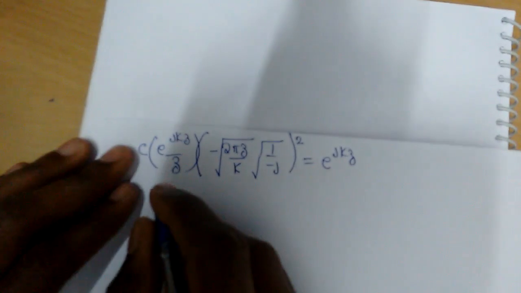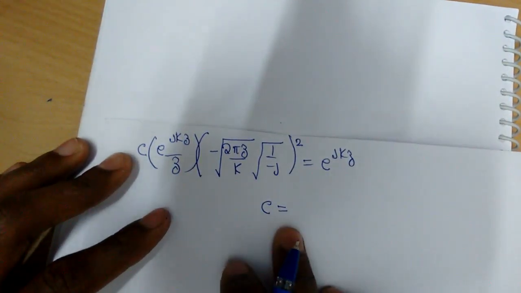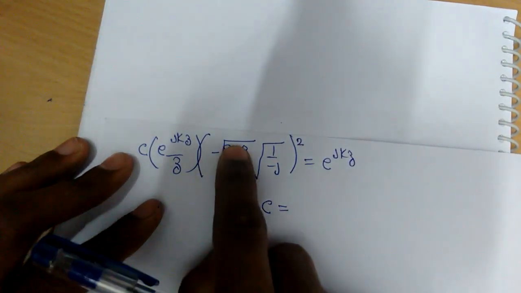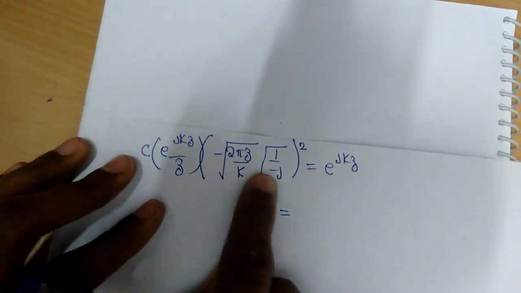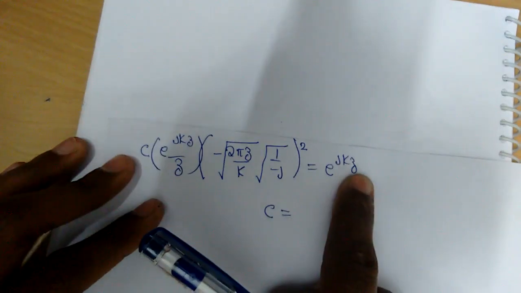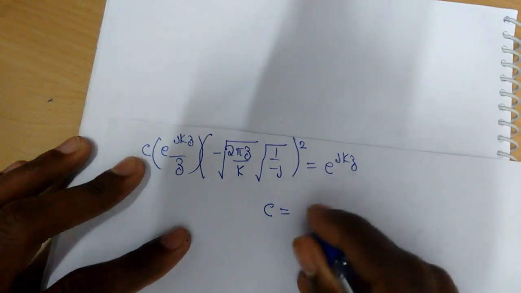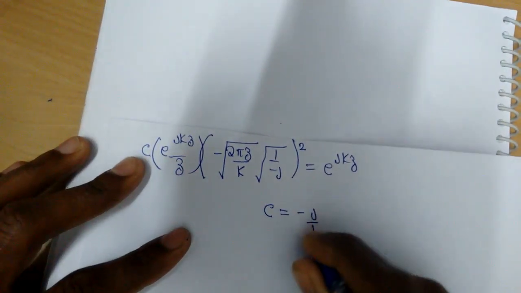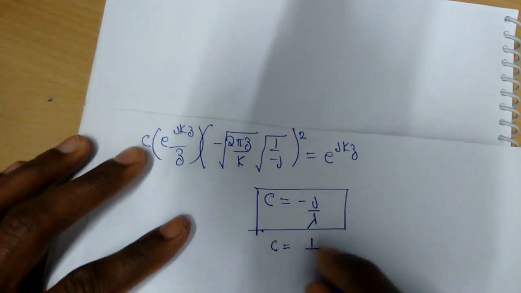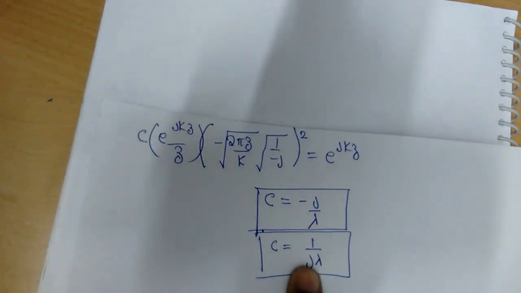Okay, so this can be written as C times, C will be given by, because as you can see this will be square, so this square root will be removed, this minus will be cancelled by this minus, this z will be cancelled by this z, this e raised to power jkz will be cancelled by this e raised to power jkz. So you will be simply left with minus j upon lambda. Or you can also write 1 upon j lambda. So this is the value of constant which we have calculated.